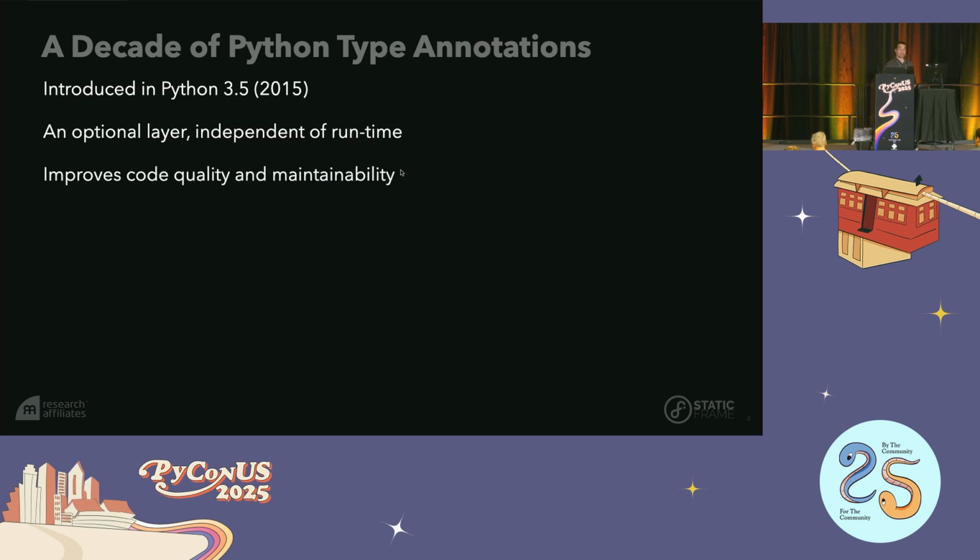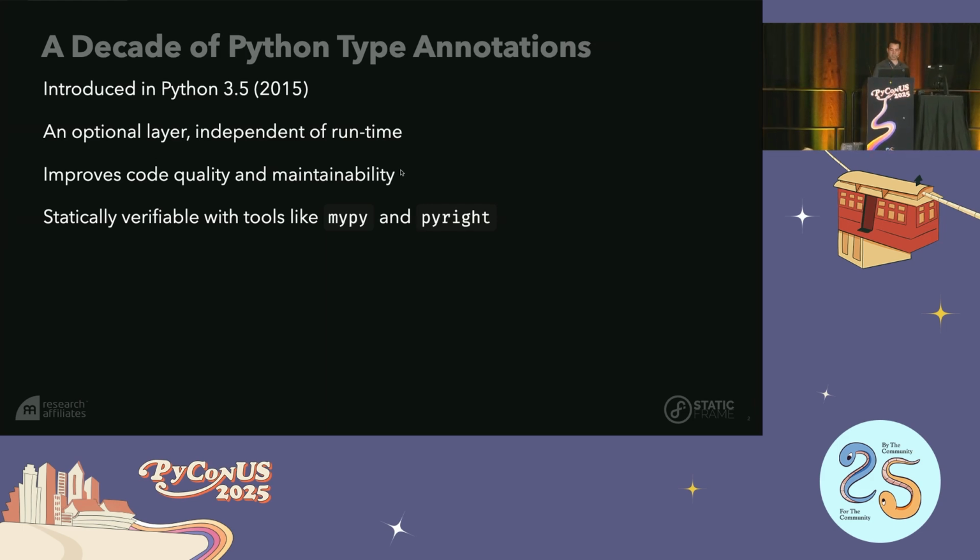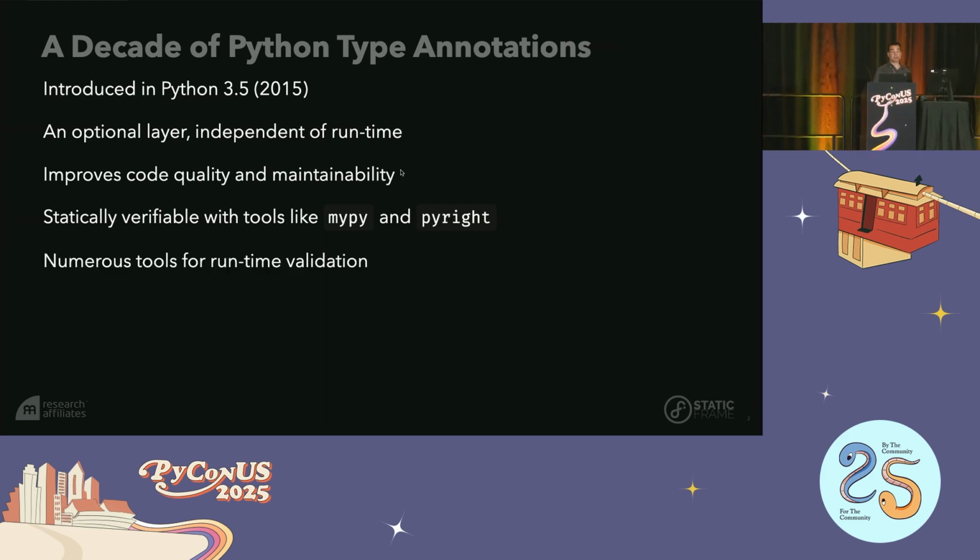I think many of us have found that using static typing in our Python code improves the code's quality and improves maintainability, though it does take some effort. We have great tools to statically verify our types, like MyPy, Pyright, and a few others coming online right now. And there are numerous tools to actually use those static types to do runtime validation, which is a great way to reuse the effort you spent in adding those types to get some runtime benefits.